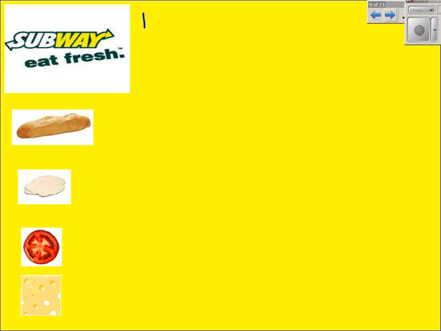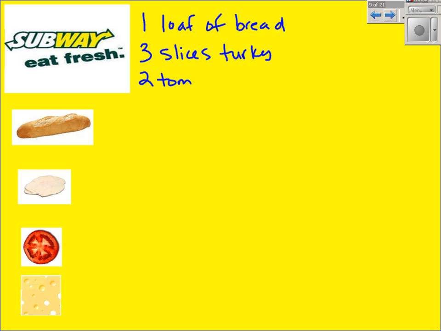To make a sandwich, you need 1 loaf of bread, 3 slices of turkey, 2 tomatoes, and 2 pieces of cheese. Now that you know all the things that are necessary to make a full and complete sandwich, your boss then puts you on the line.